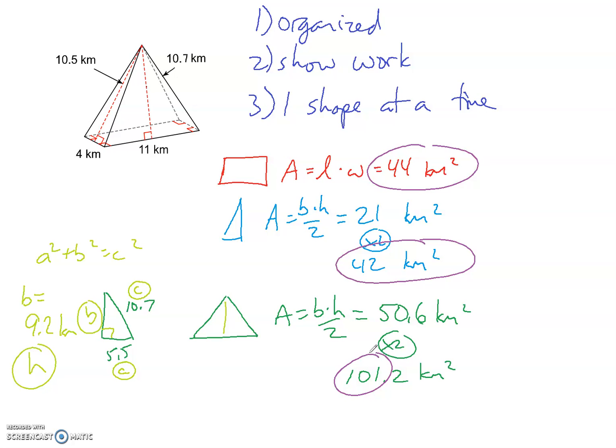So I've got 44 and 42, which of course is 86. 86 plus 101 would give me 187 kilometers squared altogether, and that would be the approximate surface area of my pyramid.